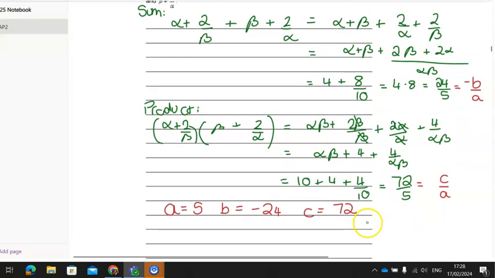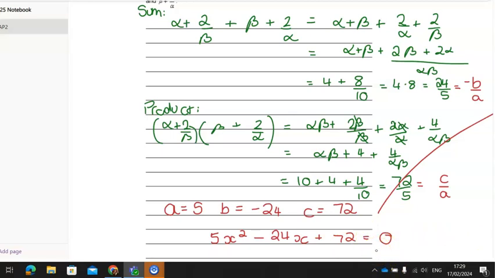Okay, just be careful with this negative here, this minus b over a. Minus b is 24. So that gives us the quadratic equation 5x squared minus 24x plus 72, and that is equal to 0. You lose a mark if you don't put the equal to 0, because without an equal sign it's not an equation. It's just not.